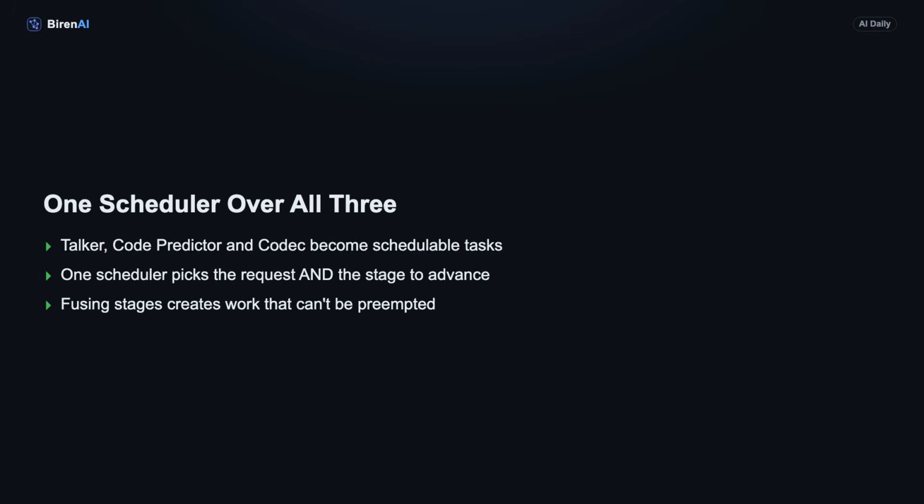Their move is to expose all 3 as independently schedulable tasks on one shared scheduling surface, an idea they credit to the MStar paper. Now the scheduler can decide whether to run the talker, advance the code predictor, or rush a codec job that's approaching its playback deadline. And note the counterintuitive bit. Fusing the talker and code predictor looks more efficient because it removes a boundary, but it creates a long, non-preemptible unit of work that blocks more urgent jobs. Smaller units give the scheduler more room.